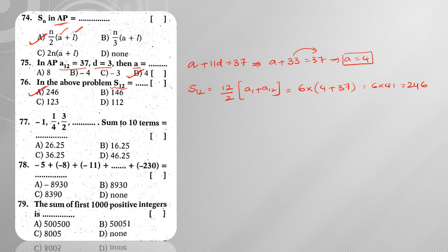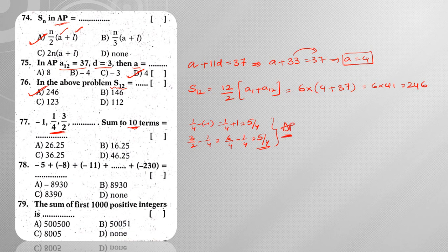Next, minus 1, 1 by 4, 3 by 2, and so on. Then what is the sum of 10 terms? Now if you observe, whether it is in AP or GP, that we need to verify. So first of all, let us see the difference. So 1 by 4 minus of minus 1 means 1 by 4 plus 1, which is nothing but 5 by 4. If I take third term minus second term, so 3 by 2 minus 1 by 4. So 3 by 2 I can write as 6 by 4 minus 1 by 4, which is nothing but 5 by 4. Clearly it is in arithmetic progression.